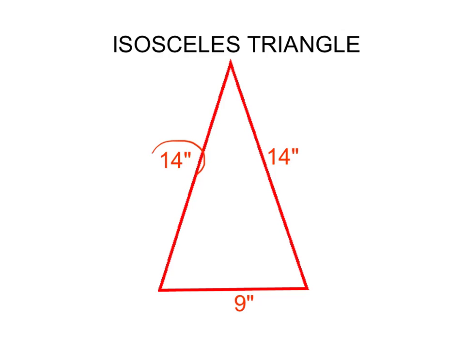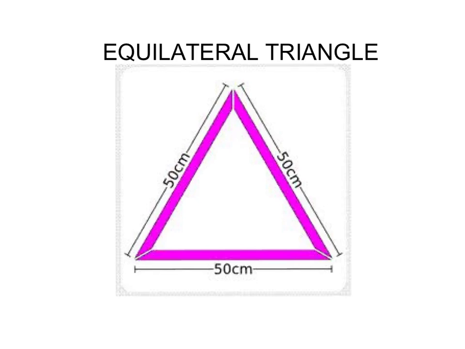This one I have two measurements that are the same. If I have two measurements that are the same of these sides, this is classified as an isosceles triangle. My third one, all three sides have the same measurement. If all three sides are the same, this is an equilateral triangle.